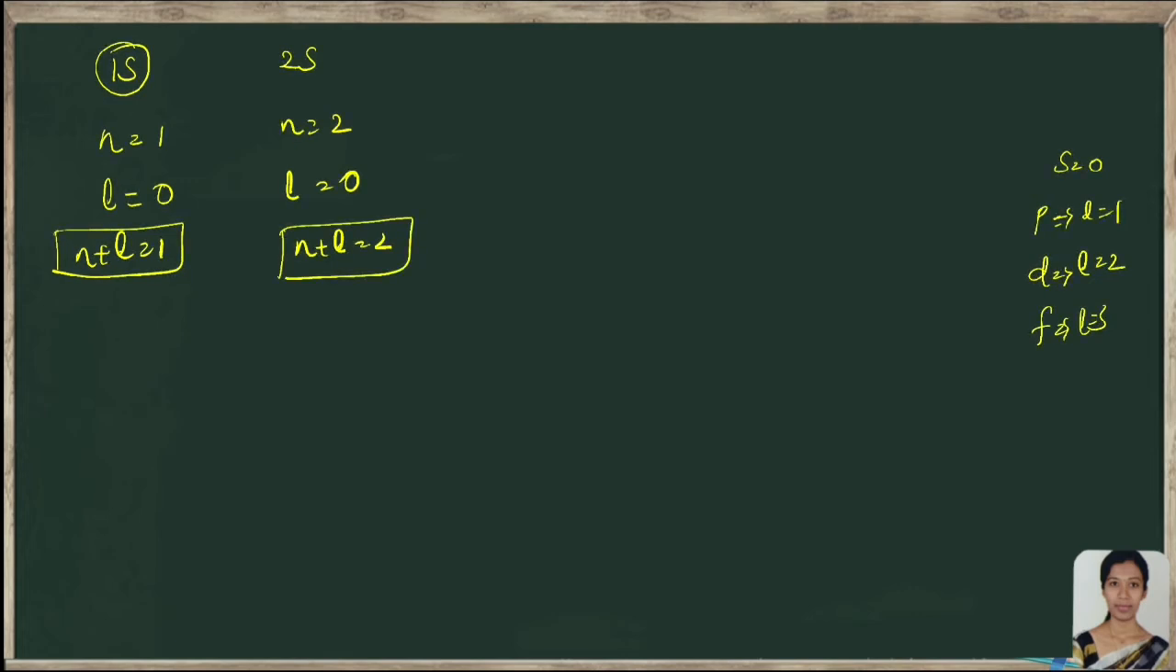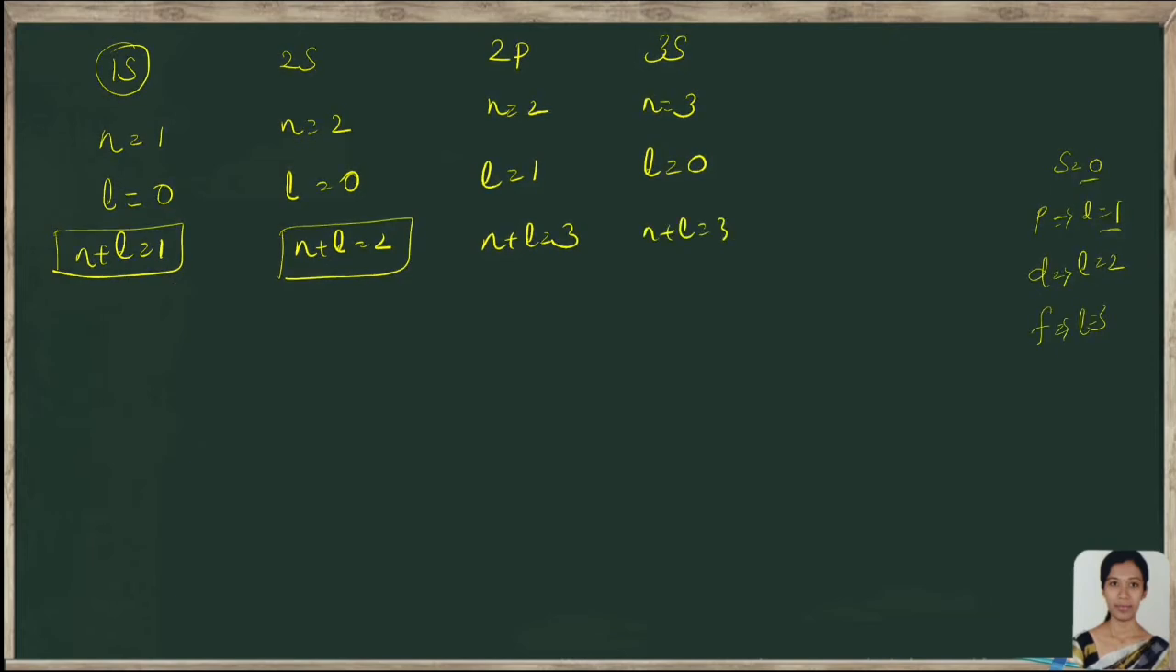Then we'll go for 2p. N is equal to 2. L value will be equal to 1 for a p orbital. N plus L will be equal to 3. For the 3s orbital, N is equal to 3. L is equal to 0 for an s orbital. So the n plus l value will be equal to 3.